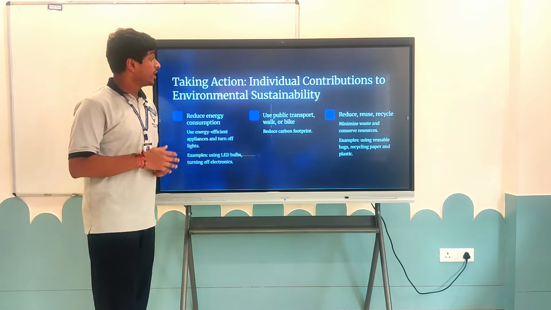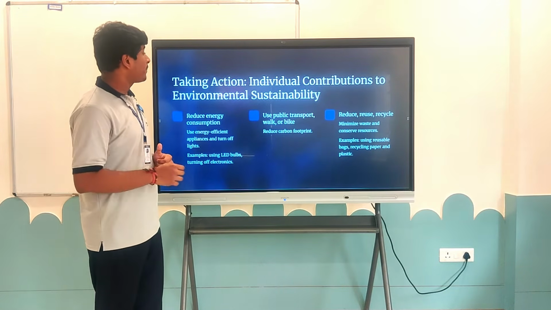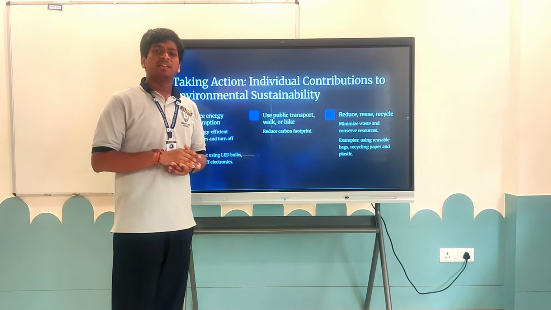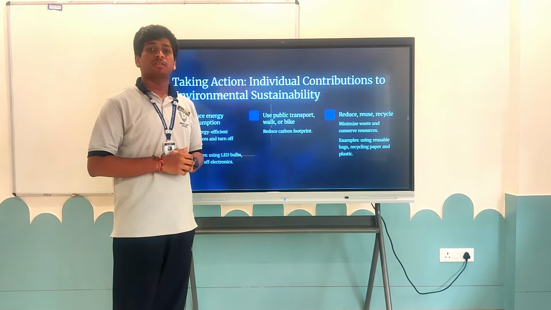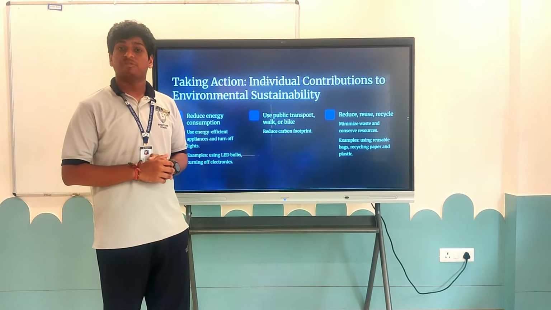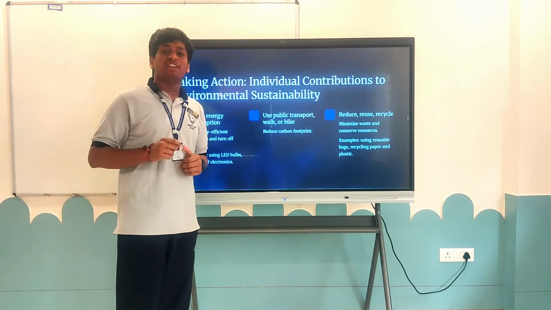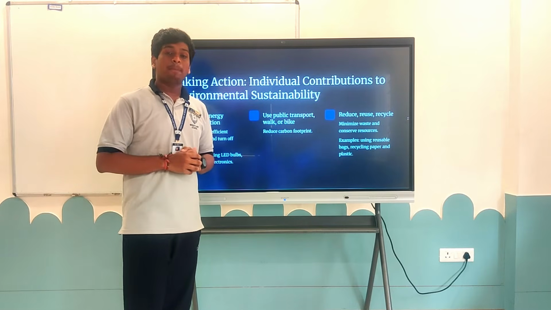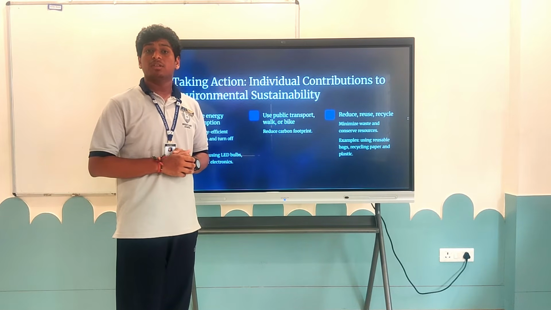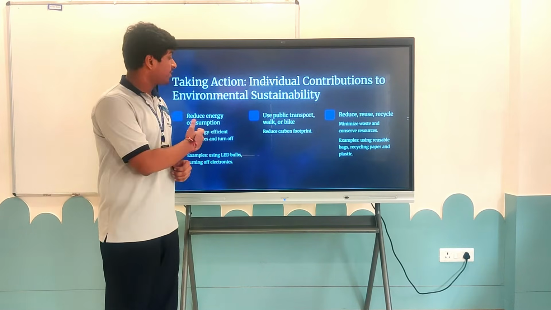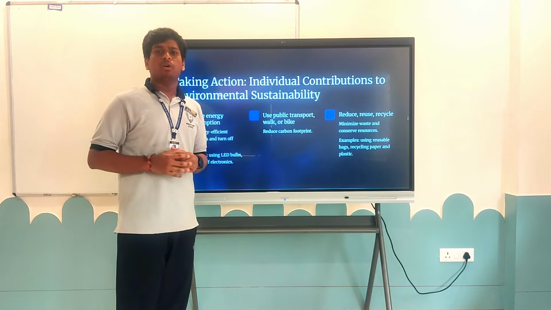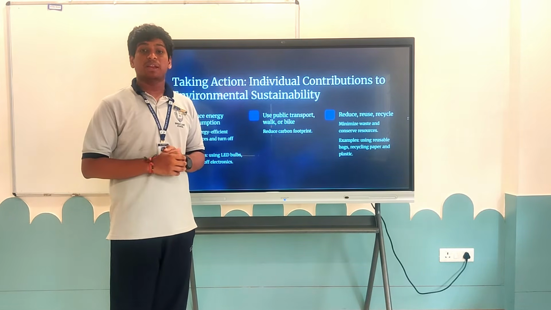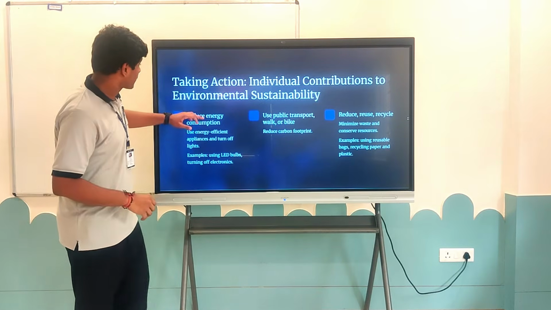Taking action: individual contributions to environmental sustainability. One thing to keep in mind is that every effort matters. Drop by drop, the pitcher fills. Every action we do and every decision we take shapes the future of the planet. So, we must save energy. Let's go green, follow the 3 R's, and most importantly, spread awareness.